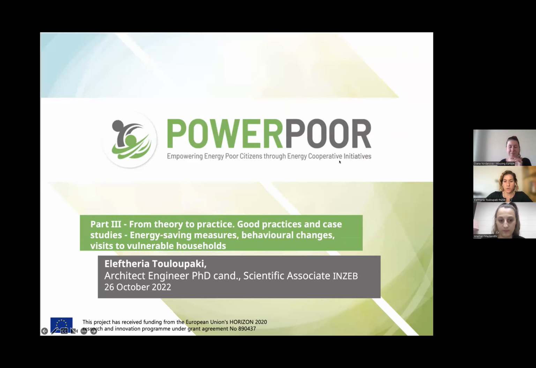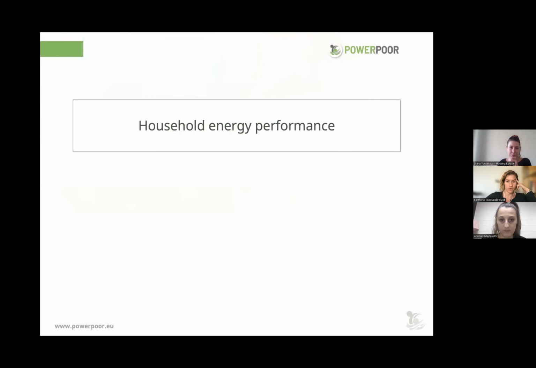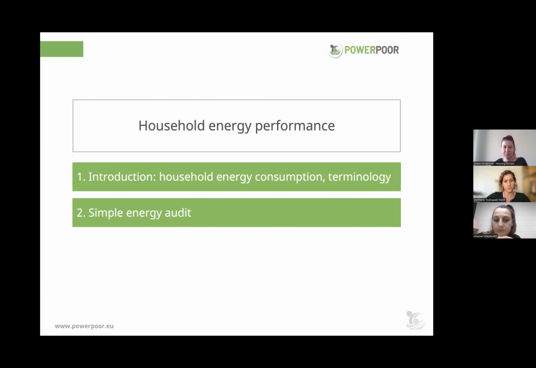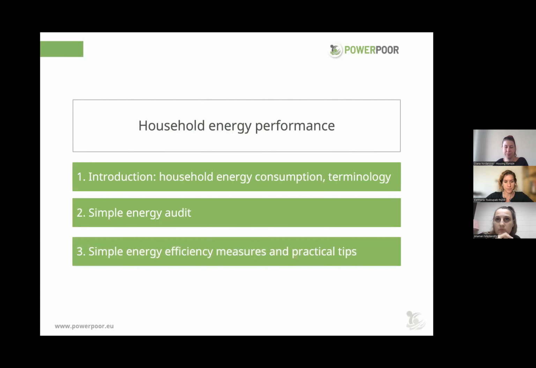Great. So this presentation is to get more accustomed with the technical part of household energy performance. In the beginning we will see some terms that are used in household energy consumption. Then we will see the procedure that we have to follow when conducting a simple energy audit. And finally, we will see some simple energy efficiency measures and practical tips.